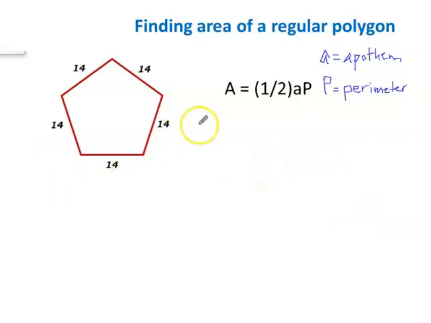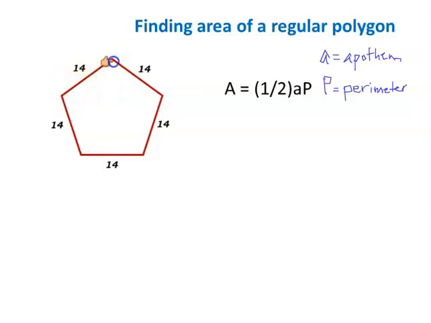All right, so what can we figure out about this regular polygon that we're going to find the area of? How many sides does it have? 1, 2, 3, 4, 5. We are looking at a 5-sided regular polygon. Remember, regular polygon means all the sides have the same measurement and all the angles will also have the same measurement.